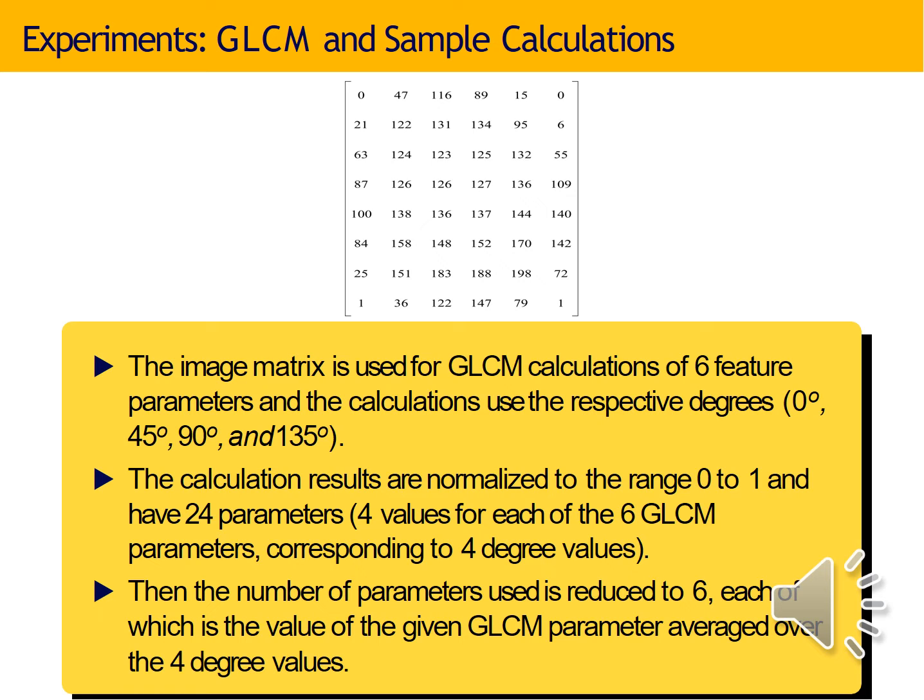The calculation results are normalized to the range 0 to 1 and have 24 parameters: 4 values for each of the 6 GLCM parameters, corresponding to the 4 degree values. Then the number of parameters used is reduced to 6, each of which is the value of the given GLCM parameter averaged over the 4 degree values.